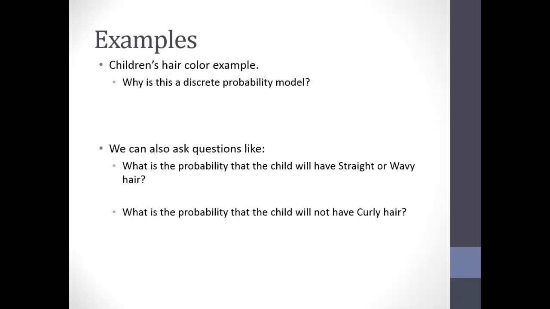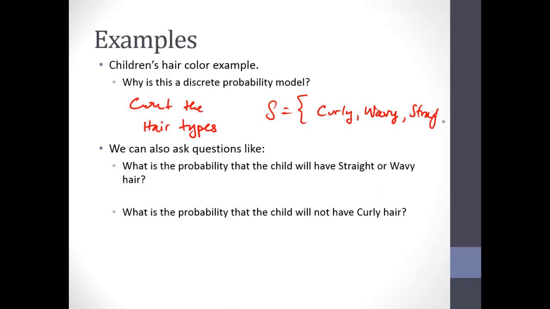Again, the children's hair color example. Why is this a discrete probability model? Yeah, I can count the hair types, or I can list them out. My sample space was curly, wavy, or straight, and in my probability model, I listed out my individual probabilities.